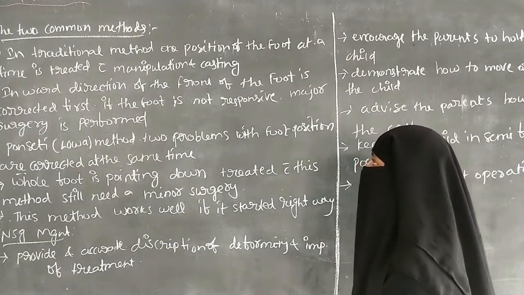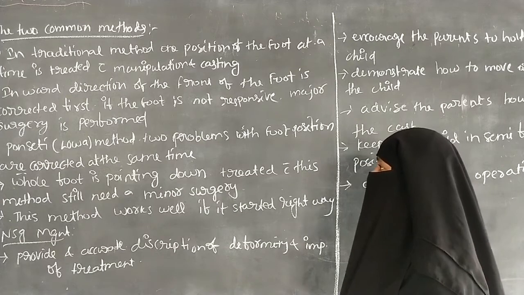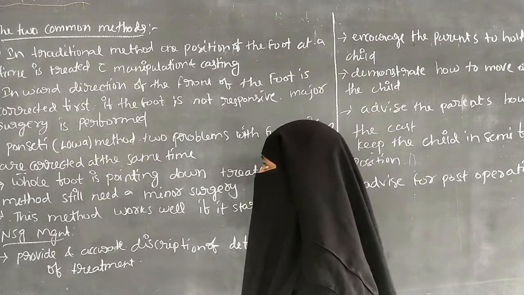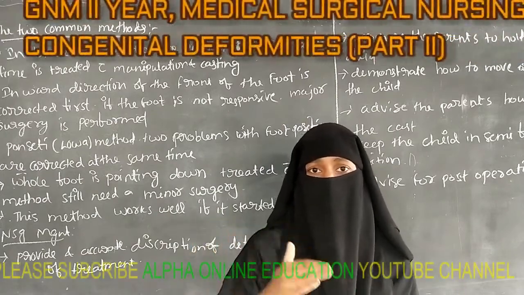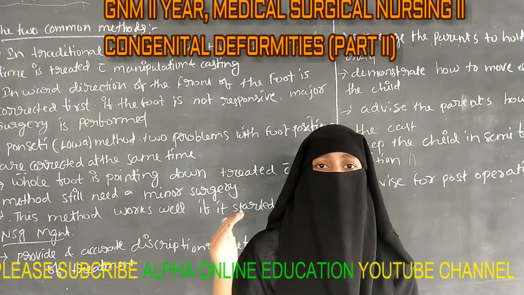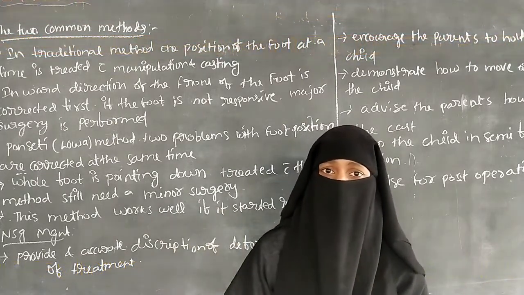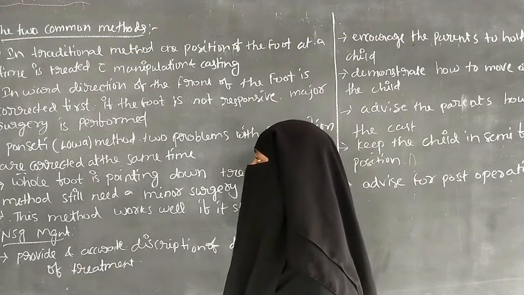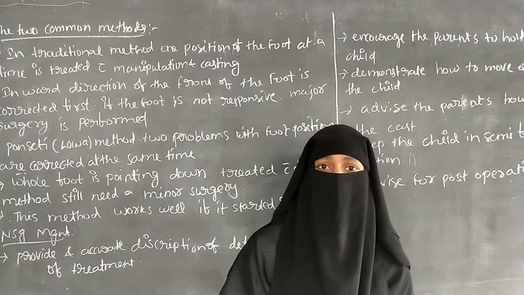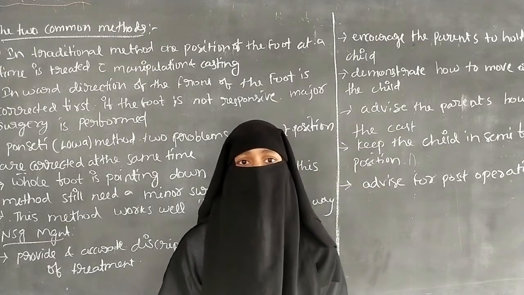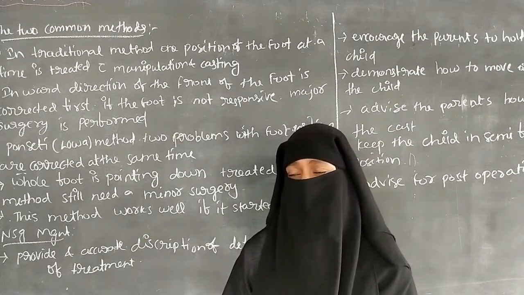So if the foot is not responsive, major surgery is performed. By the traditional method, if the foot is not kept in the normal position, then we can go for major surgery. So in the traditional method, the club foot is not treated and we can go for the major surgery.